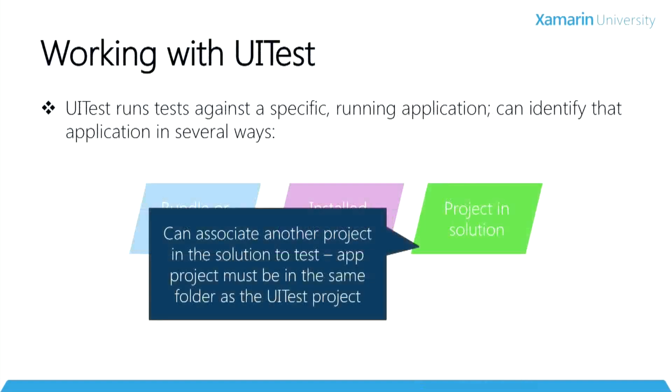The final mechanism that you can use is to point your test project at another project in the same solution. This feature is currently only supported in Xamarin Studio, and it requires that the UITest project is located in the same folder as the application. In other words, they must share the same common parent folder. You can't identify an app located in a completely different folder.